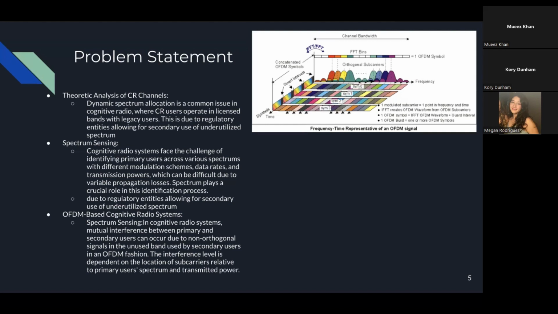Next, we have OFDM-based cognitive radio systems. In these systems, mutual interference between primary and secondary users can occur due to non-orthogonal signals in the unused band used by secondary users in an OFDM fashion. The interference level is dependent on the location of subcarriers relative to primary users' spectrum and transmitting power.